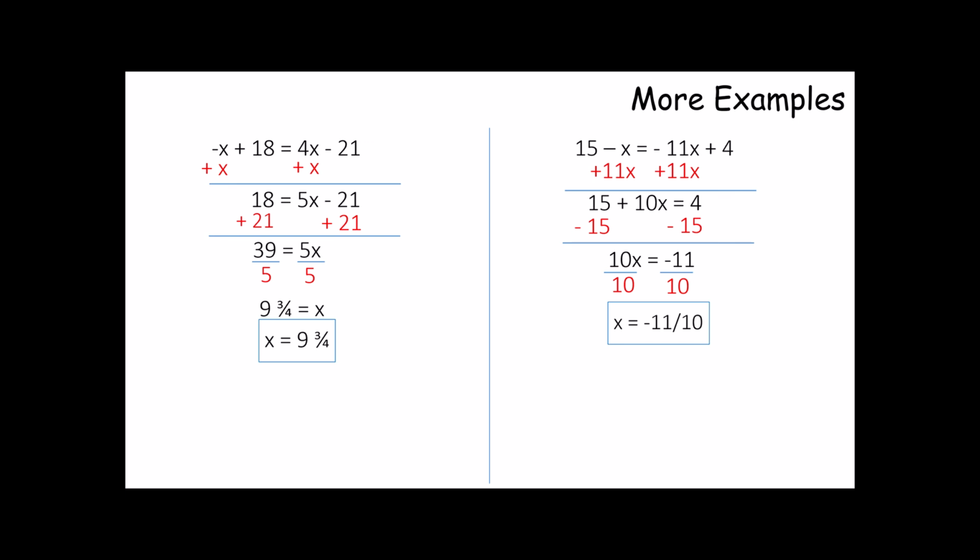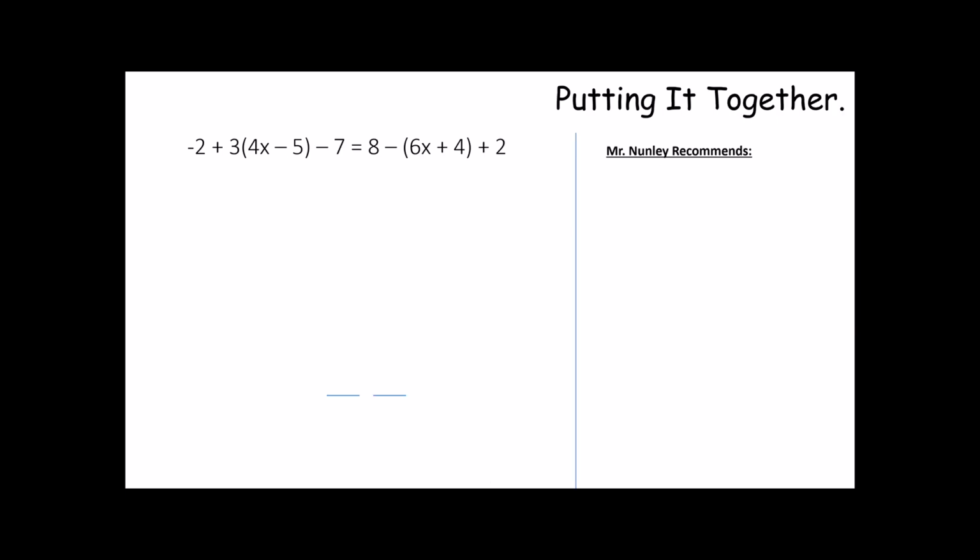Notice that I have no problem leaving that as an improper fraction. If you wanted to make it into a mixed number, you certainly could. That would be negative 1 1/10. But in general, decimals are much more difficult to work with, so I'm not going to make it into a decimal. Now, I can make these much, much longer if I want to.